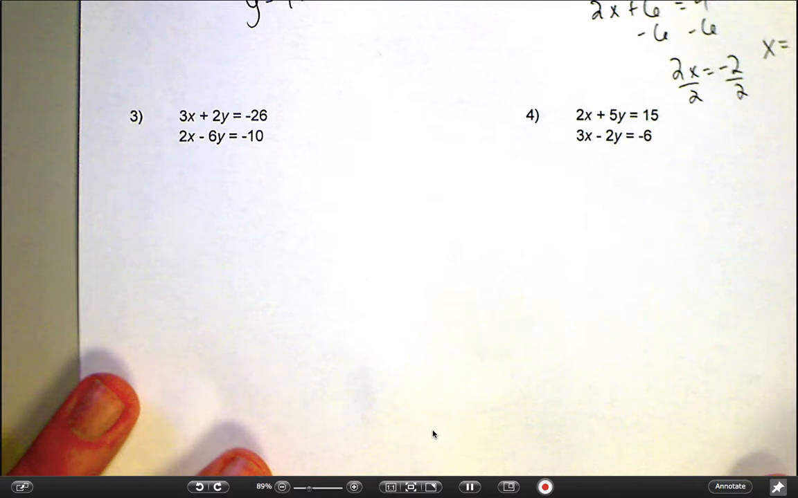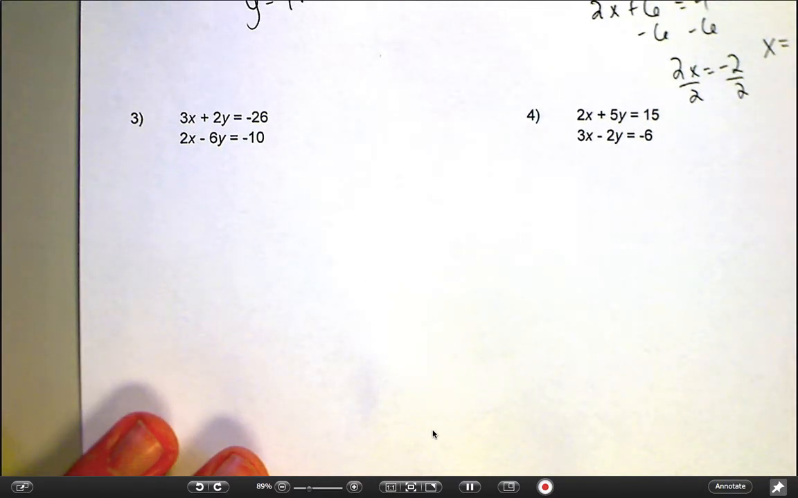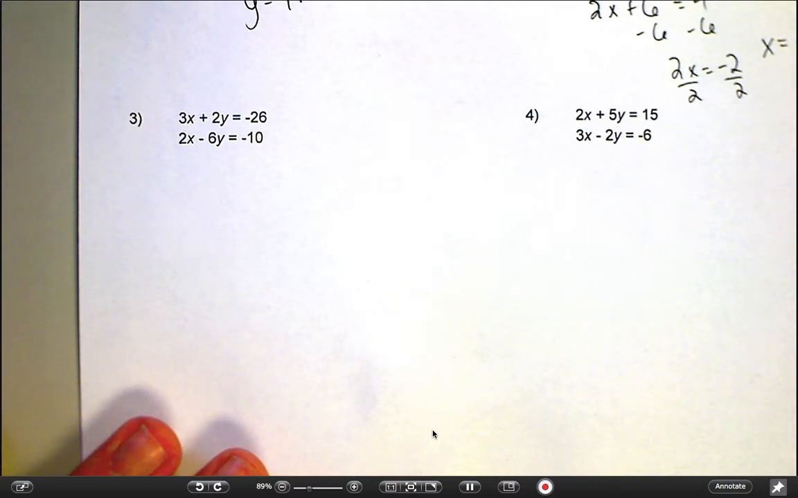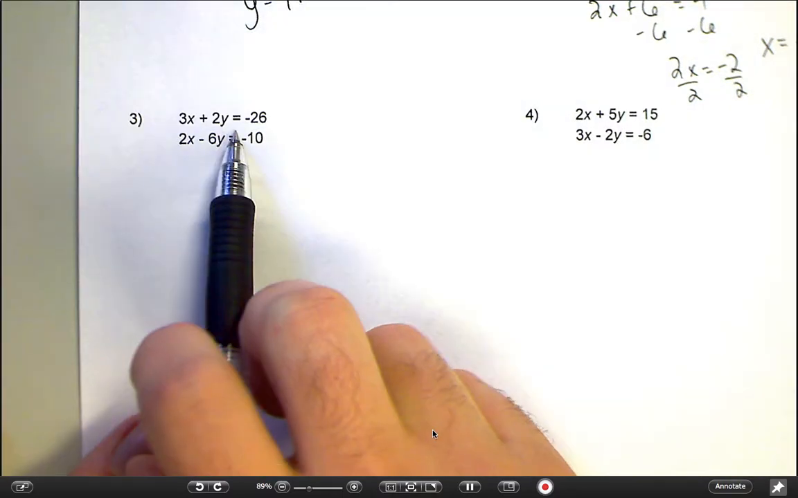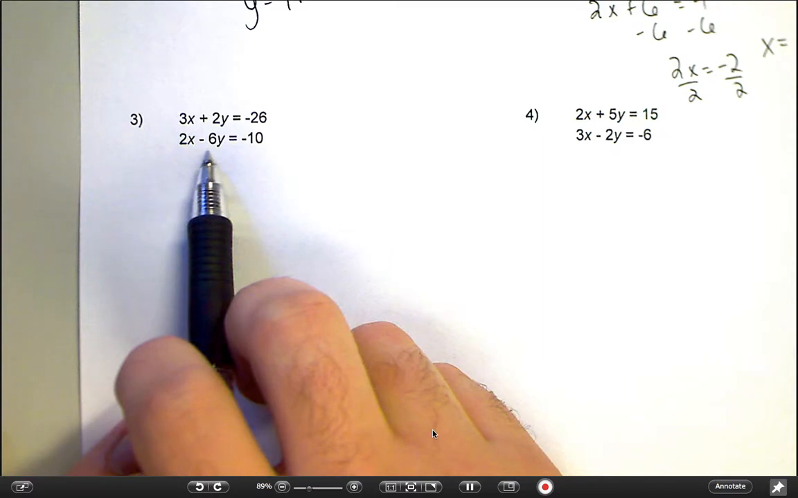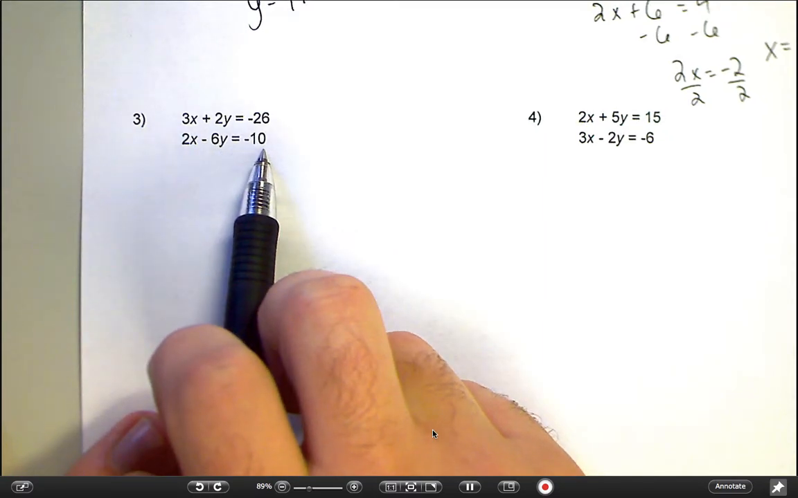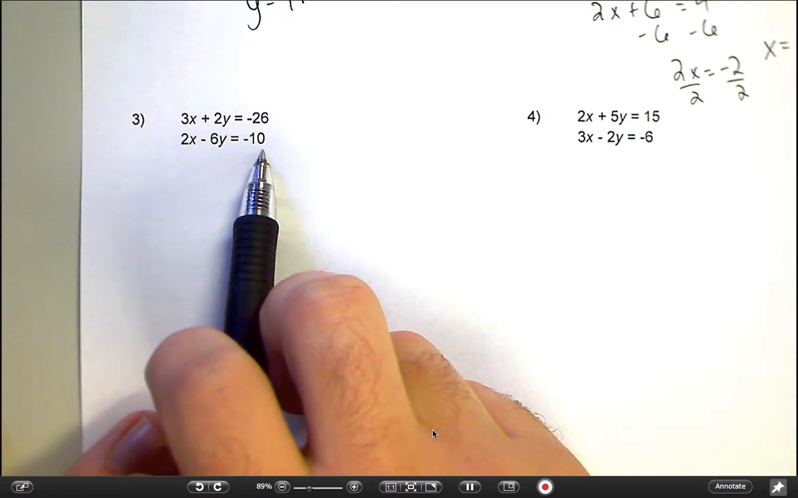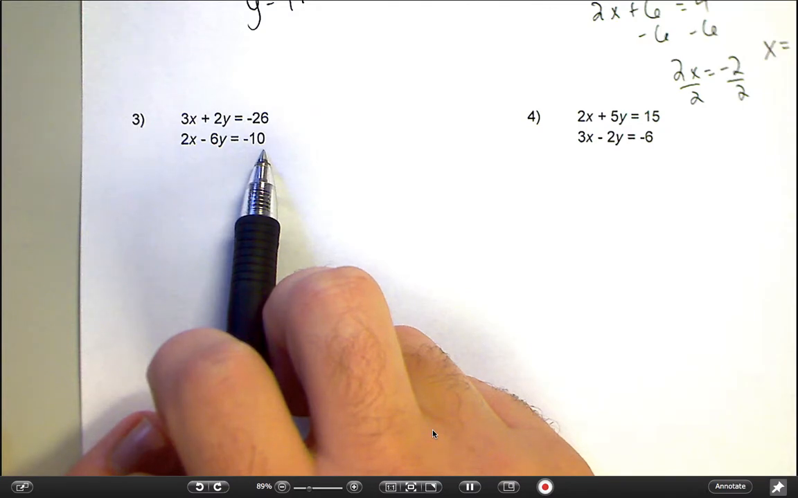Moving on here to number 3. And number 3 is going to be a little bit tricky as well. If I look at this one, I have 3x plus 2y equals negative 26, and 2x minus 6y is equal to negative 10. Now, in order to get things to cancel here, I need those opposite coefficients.